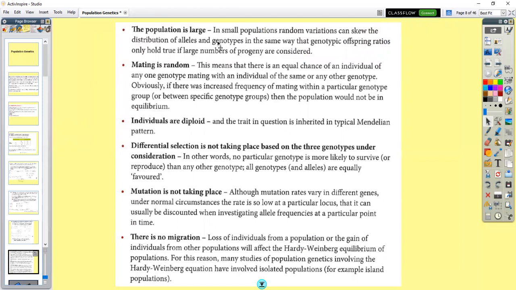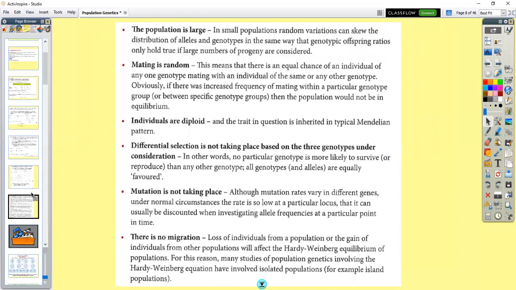see here. They often ask for 1 or 2 of these. So the population is large, mating is at random, individuals are diploid, there's no differential selection taking place, mutation is not taking place, and no migration also. Okay, so it's just mentioning a few of those if they ask about the conditions that are required.